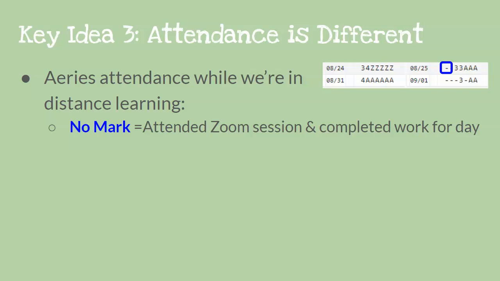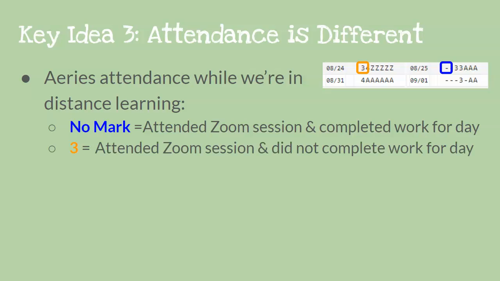We have about a week and a half to get attendance updated, so depending on a teacher's work policy, some of us are doing it that day, some of us are waiting until the end. There's also the capability of possibly having a 3 for attendance, which means the student attended the Zoom session but did not complete their work for the day. So it's not enough just to go to Zoom. You actually have to complete your work.